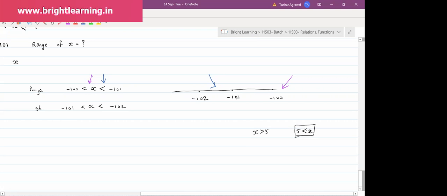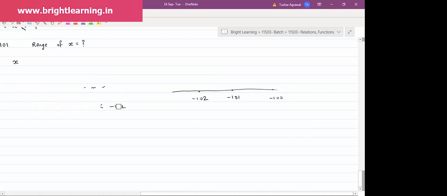5 less than x means x is to the right of 5. X greater than 5 means where will it lie? It will lie to the right side on the number line. So make it a habit to write 5 less than x. Are you understanding this? Yes, sir. Dhananjay, you also made the same mistake. Are you getting your mistake also? Yes, sir.